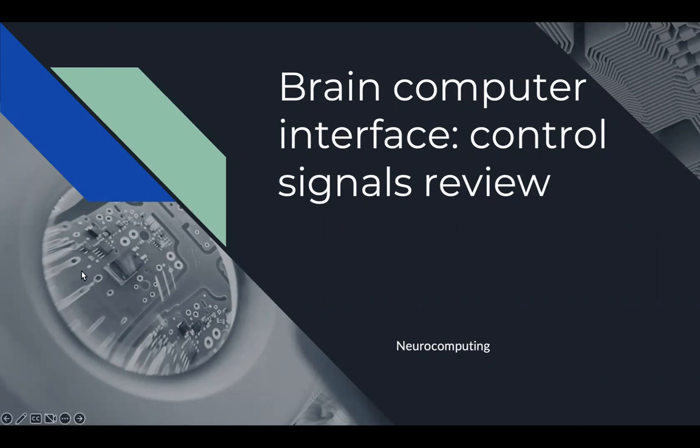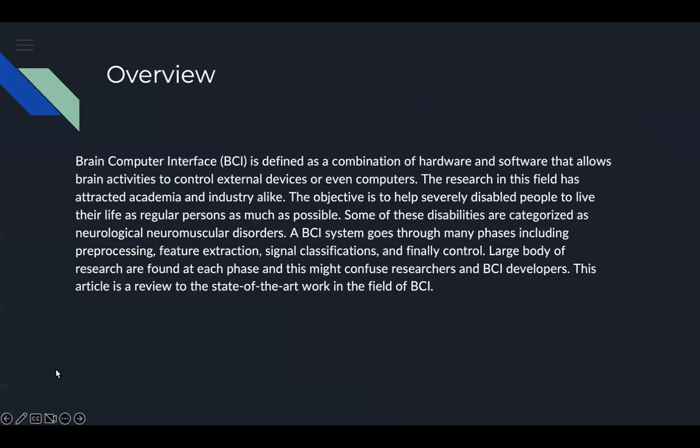So let's start. What is a BCI? It is also known as BMI, which means brain machine interface. It allows the machine to communicate with our brain neurons. Actually, it translates the brain neurological signals to commands for the system or any external devices.